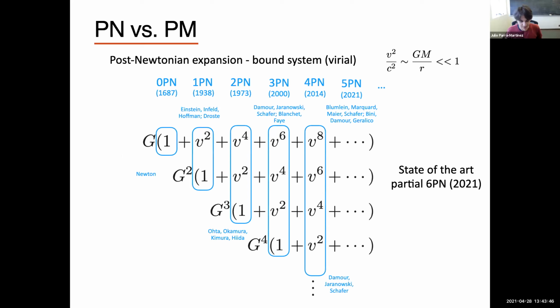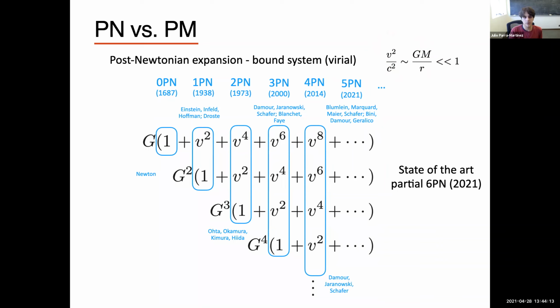Okay. So post-Newtonian versus post-Minkowskian. The usual perturbation expansion for this bound system is a post-Newtonian expansion, which is an expansion both in small velocities and in GM over R. Basically, this is the effective Schwarzschild radius over the distance between the particles. So they're far away from each other and moving slowly. And these two scales are related because it's a bound system, so it's virialized.